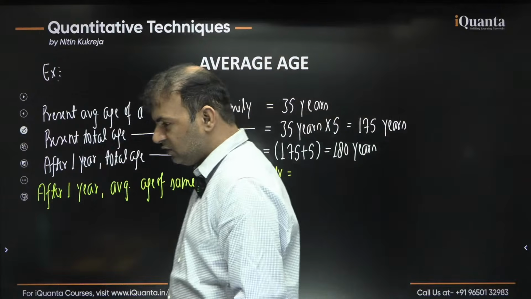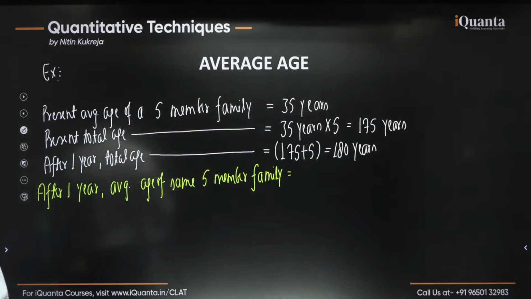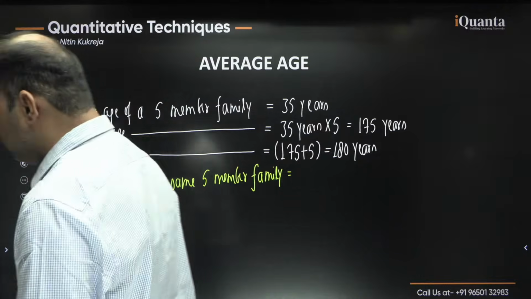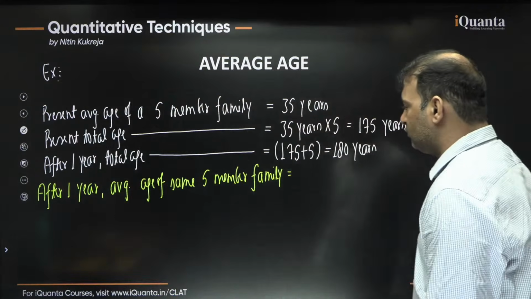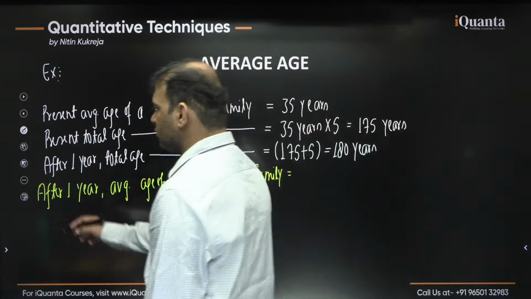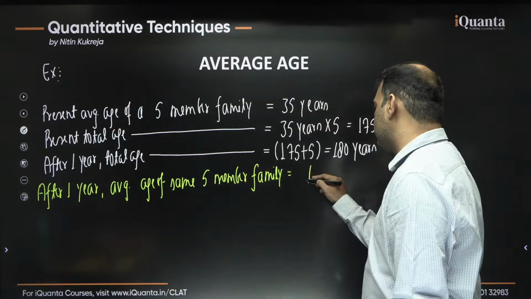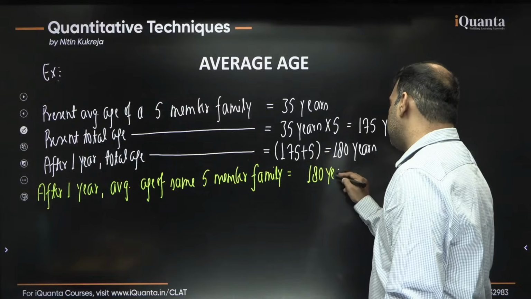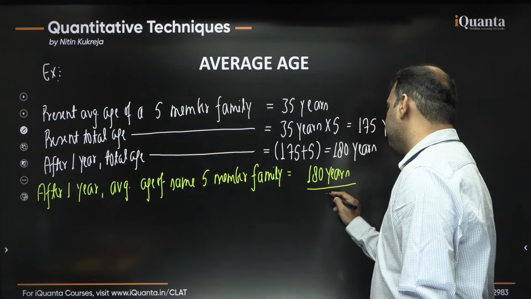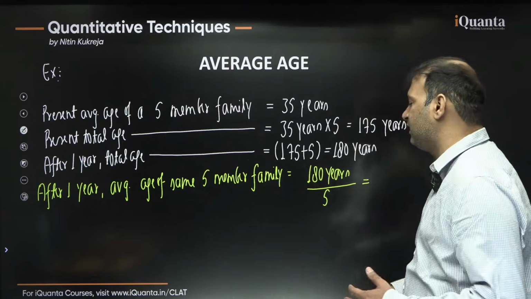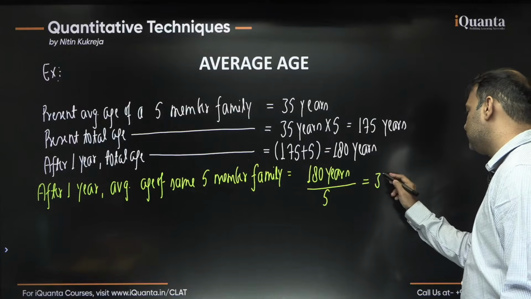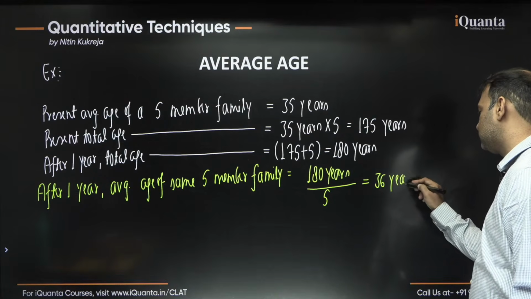Now let's look at the average. So what can we say about the average? We can say the average should be the total age divided by the number of people. So the total age after 1 year of the 5 people is 180, and the number of members is still 5, so we just have to do 180 divided by 5, which comes to be 36, right guys? This comes to be nothing but 36 years.